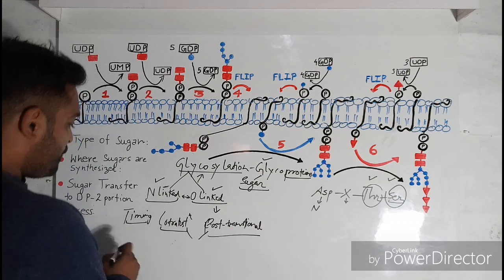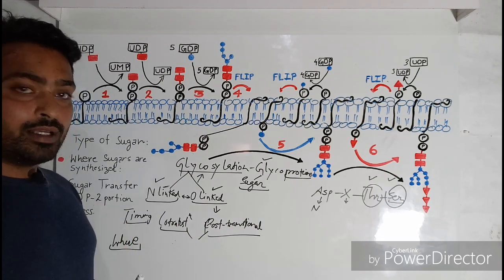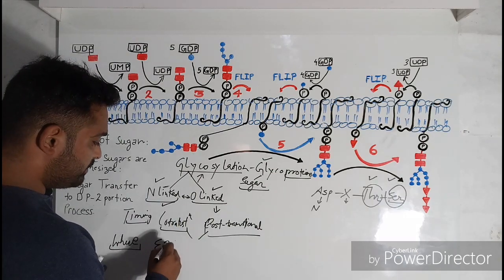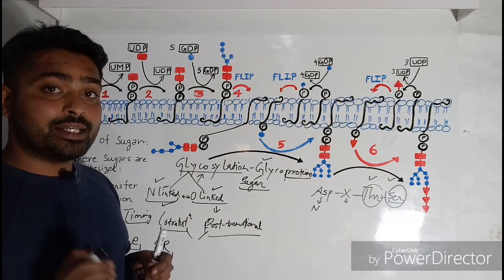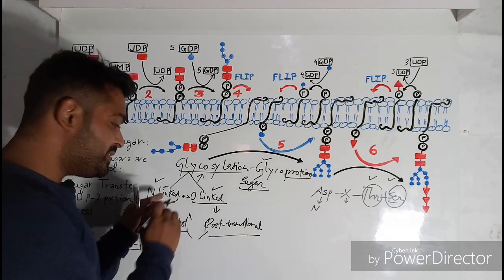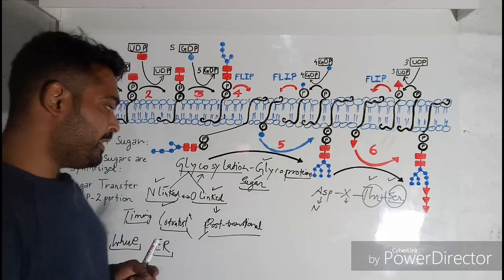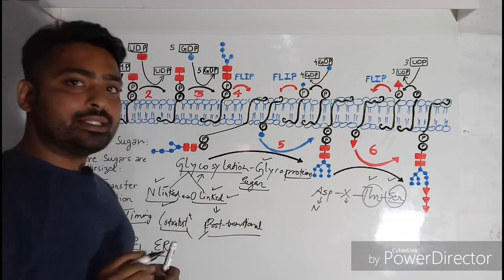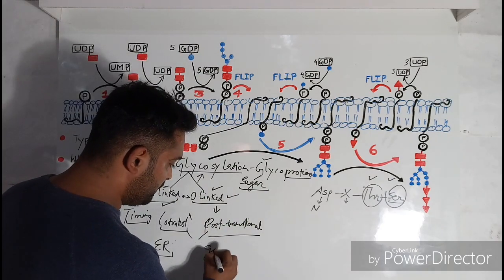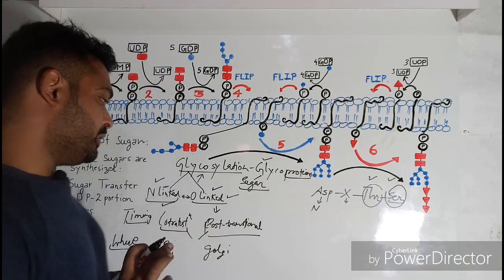The next difference is where it occurs, the location of this process. N-linked is in the ER and its modification is in the ER plus Golgi. Okay, it happens in the ER but it is modified in the ER plus Golgi. On the other hand, O-linked glycosylation is only done in the Golgi and it is also modified in the Golgi.